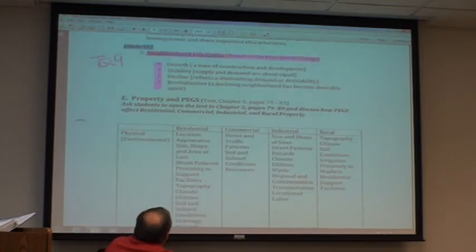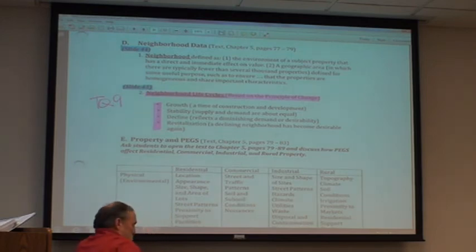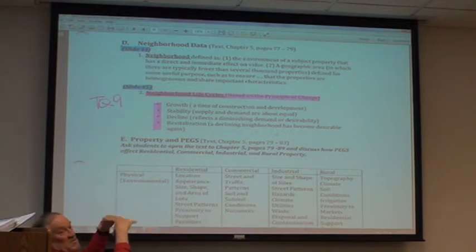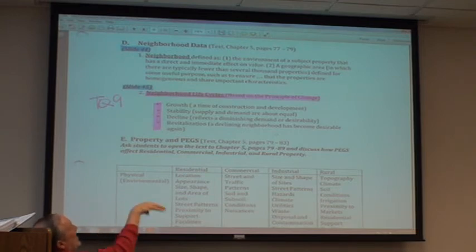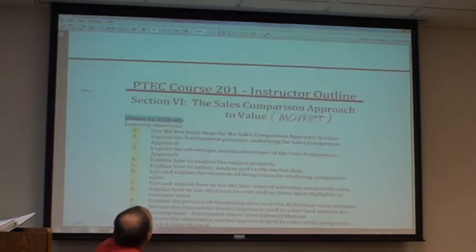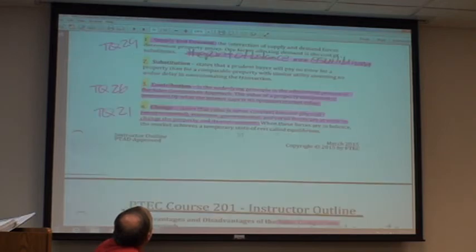Here's neighborhood cycle. Just kind of peek at this. This showed up with somebody's dictionary. Neighborhood cycle is a period of growth. It's a time of construction and development and stability, where supply and demand are kind of equal. Decline, it affects a diminished demand for desirability. Then it can be revitalized. We've all seen this in some of our areas. The declined neighborhood can be more desirable again.